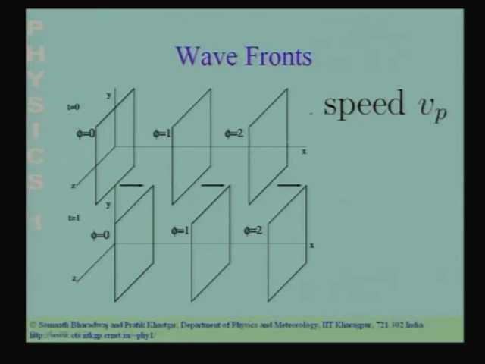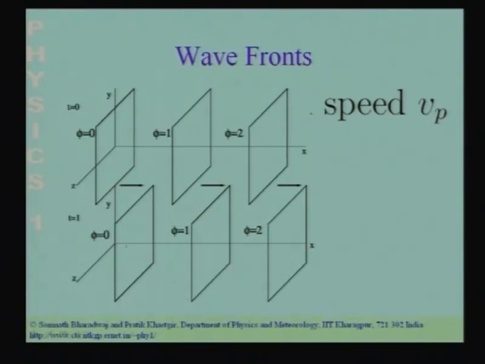Now, what happens to these constant phase values as time evolves? We have all just seen a short time ago that at a later time the value of x where the phase is 0 moves forward, it moves forward at the phase velocity. So, this is what happens here also. At a later time the value of x where the phase is 0 has moved forward.